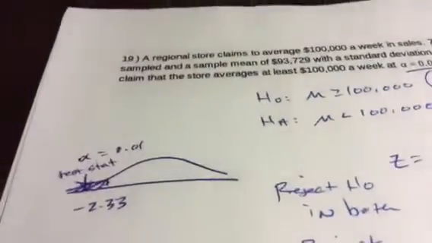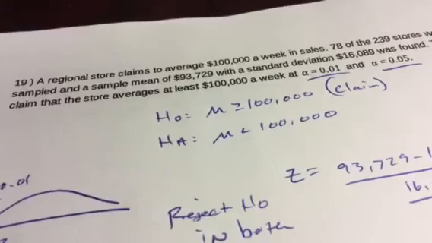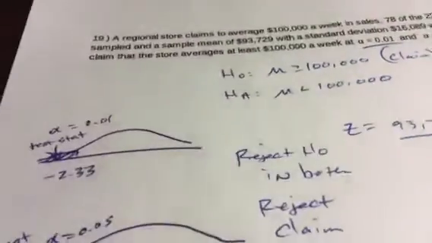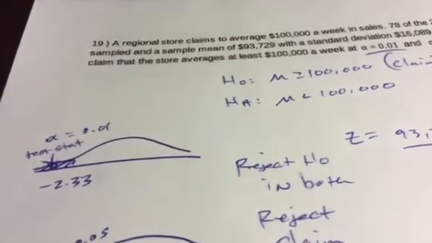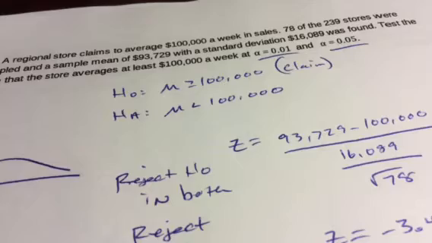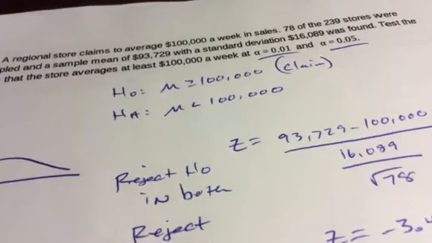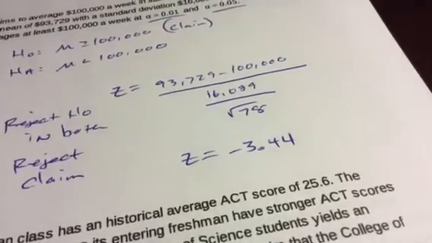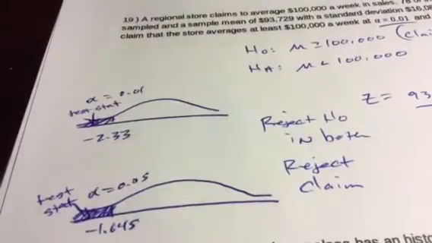All right. And lastly, folks, 19 and 20 here. We're going to try to do these pretty quick. A regional store claims to average 100 grand a week in sales. You want to test the claim that they average at least 100,000. Greater than or equal to 100,000 is the claim, so the alternate would be less than 100,000, and their sample was less than that. So their test stat is negative 3.44.